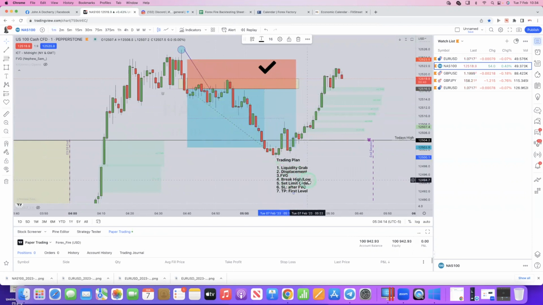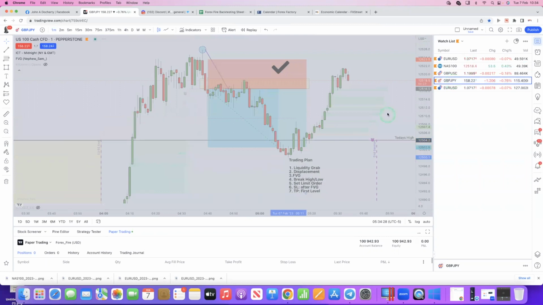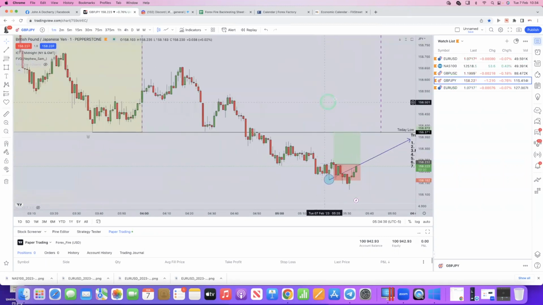Then we look for the break of a higher low further down, or a fair value gap. In this instance, I was looking for 1 to 2s. We got that on the NAS 100 today. We grabbed 2%. We then got another alarm, which was on the JPY.